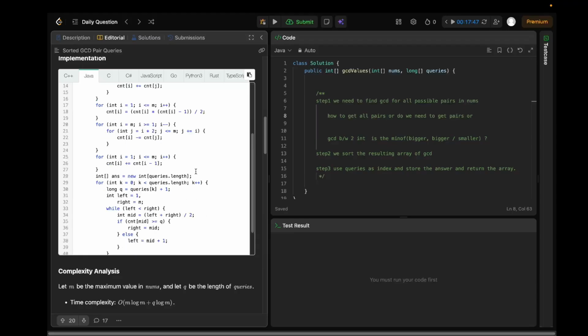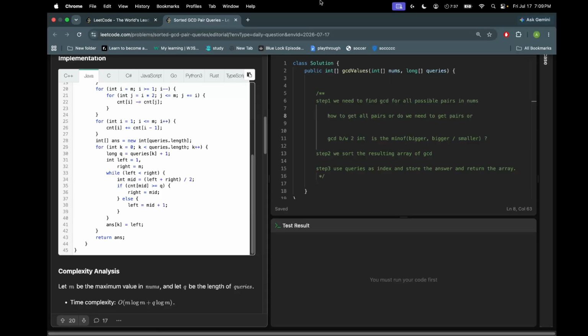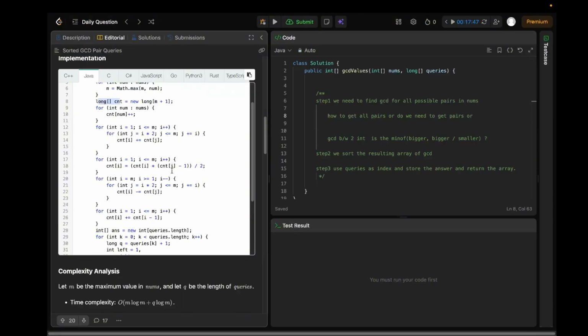Then the answer equals new long array, and long q equals queries of k plus 1. The answer array is created new, and then we loop while k is less than queries dot length. Okay, what's happening here? One second.